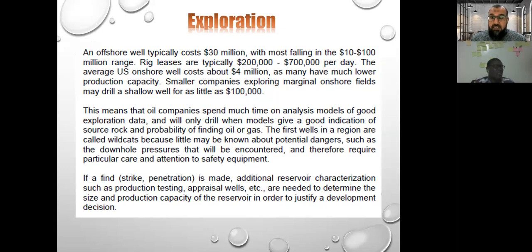So they need to lower this cost as much as they can. That is mainly what exploration is about. Exploration always costs them a lot of money.